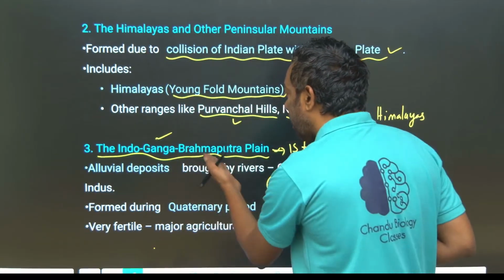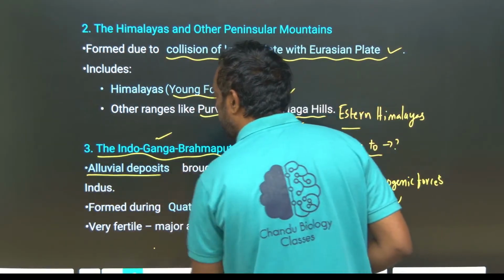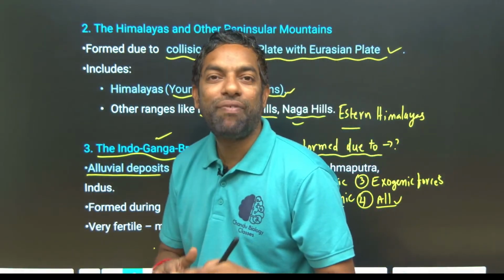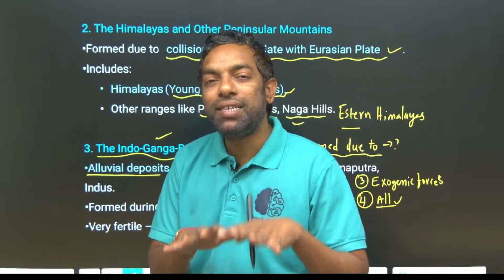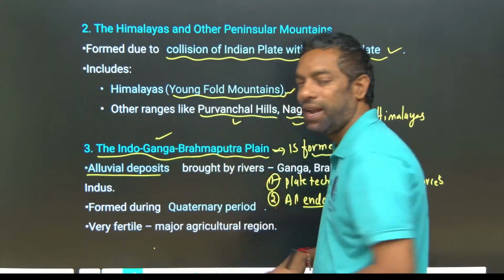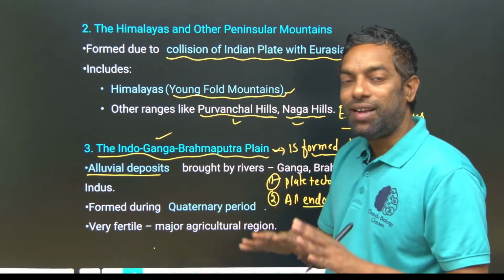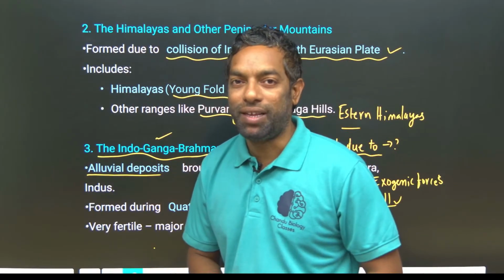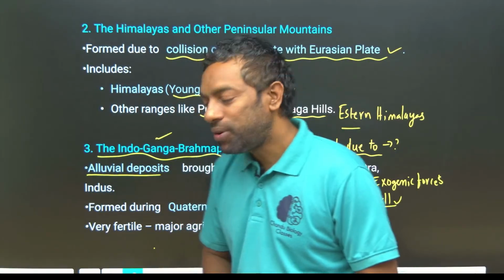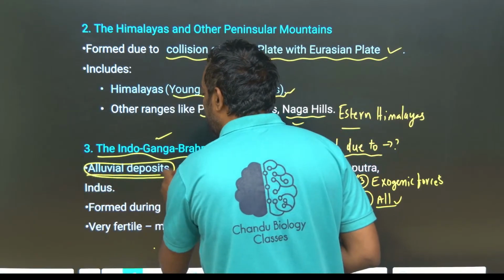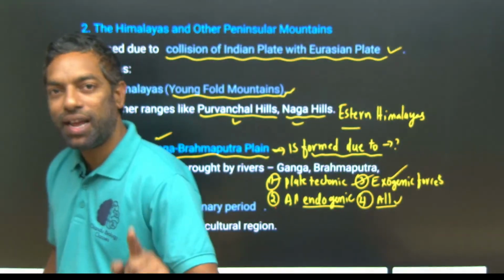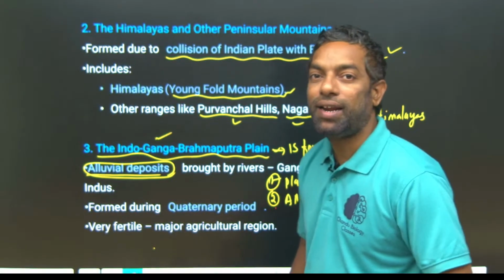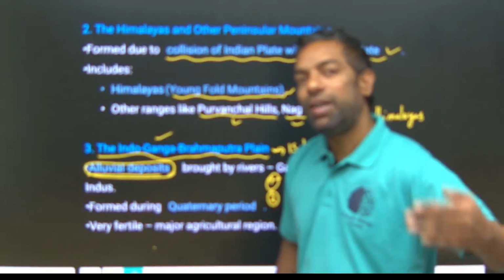The Indo-Gangetic Brahmaputra plain is an alluvial deposit, meaning the main rivers of the Himalayas created deposition and carried it forward into the plain area. We can call it the Indo-Gangetic plain. That is the plain created by the activity of deposition, alluvial deposit. Deposition is an exogenic activity. Answer is 3. Deposition and erosion, exogenic activity, created this geological feature, the formation of the Indo-Gangetic plain.